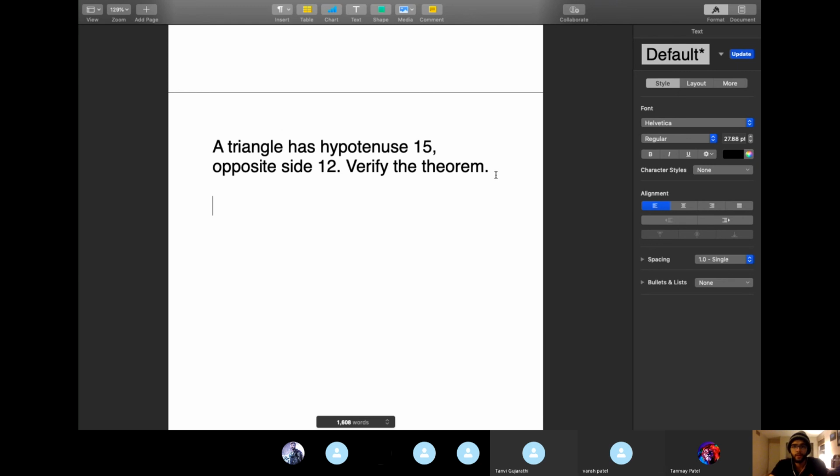No, 9 is the side. The 9 is the adjacent side, yes, but I want you to prove that sine squared plus cos squared is 1 for this particular problem. So you can find out what the adjacent side is, then you can do the sine, then you can do the cos, then you can add them together and see if they do add up to 1.